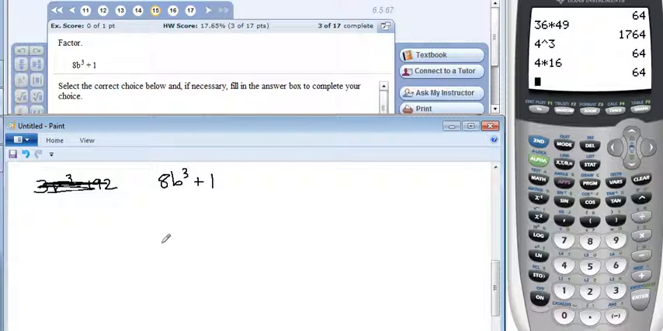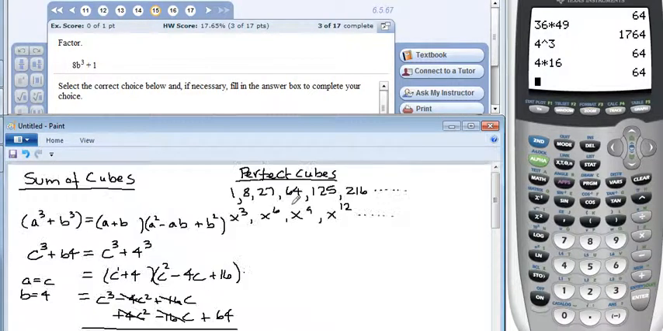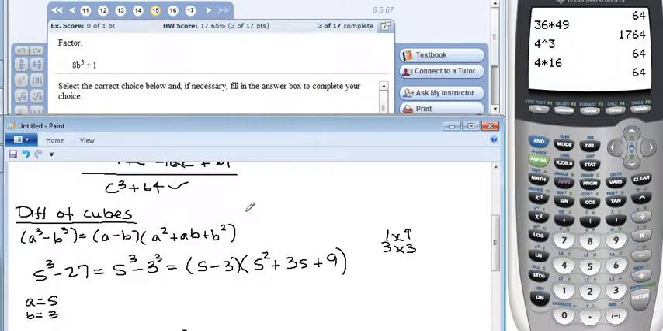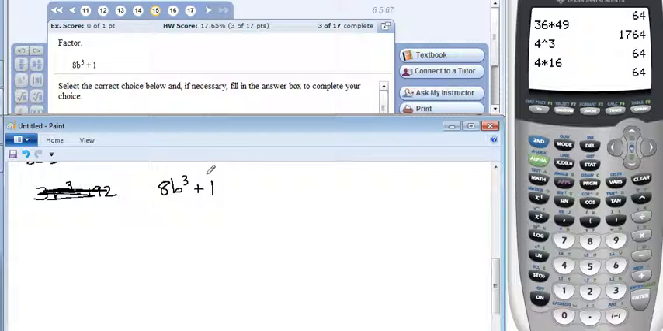All right, so let's check to see whether or not this is a sum of cubes. Is every little piece on there? Is 8 on my list? Is b cubed on my list? And is 1 on my list? 1, 8, 8 cubed, b cubed, yes, they're all there. I have two terms with a plus between them, so this qualifies.